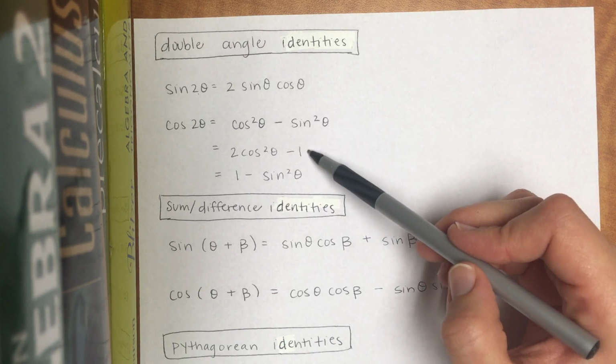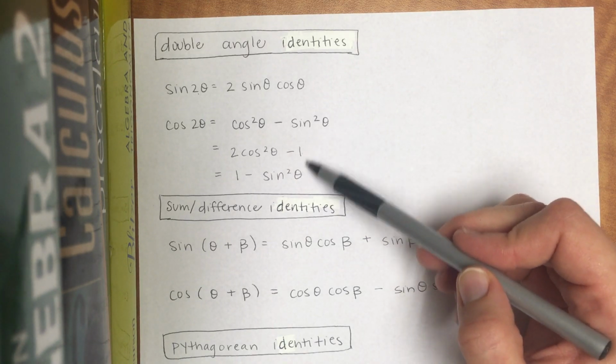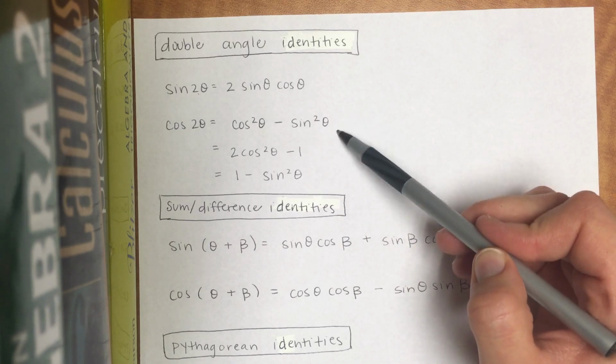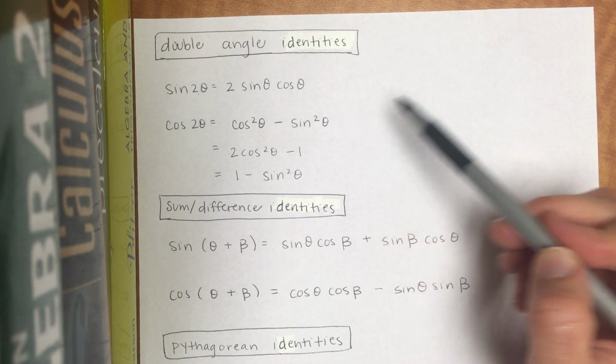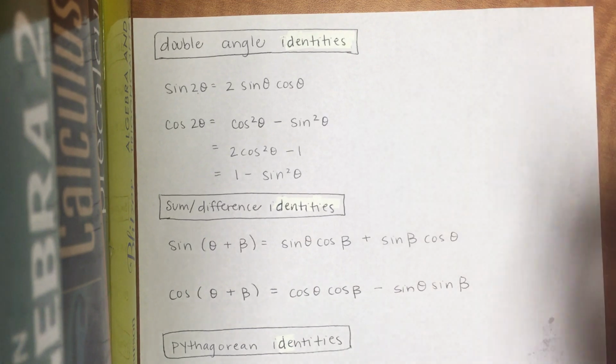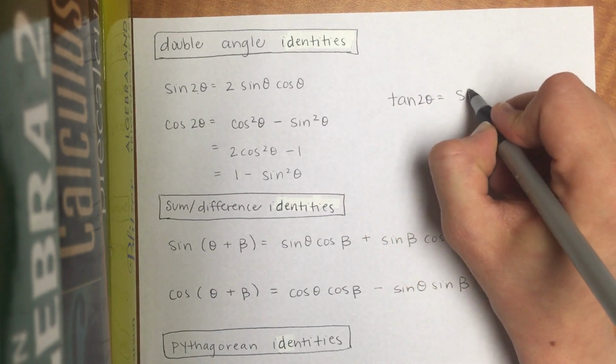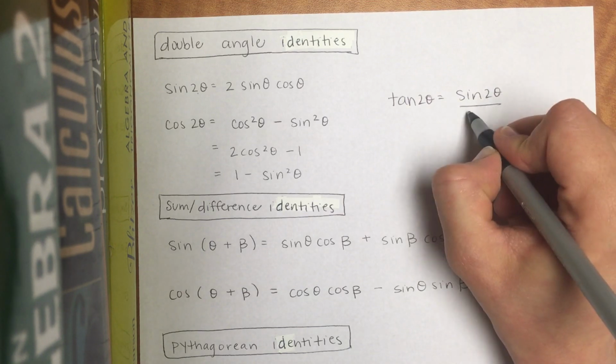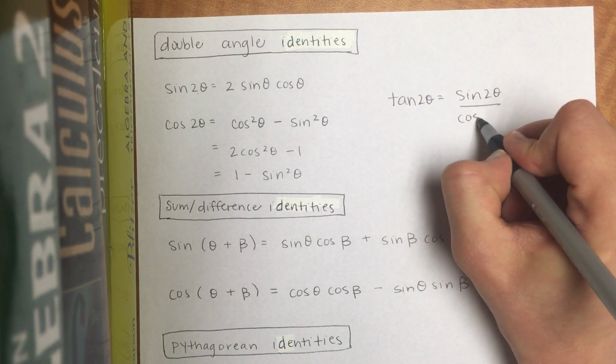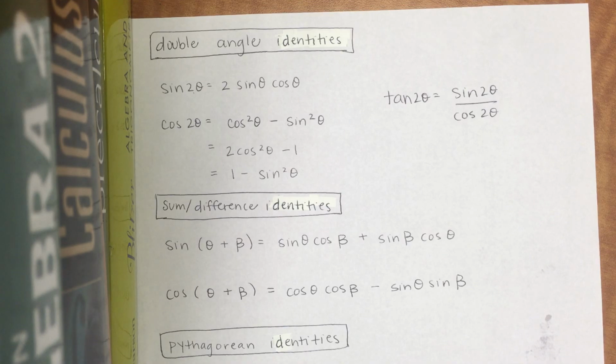2 other ways to rewrite the cosine 2 theta identity are down here. I usually just use the first one. You only have to have the first one memorized, but know that these are also options. And I forgot to mention, remember tangent is sine over cosine, so tan 2 theta is sine 2 theta over cosine 2 theta. We'll get to these identities later.